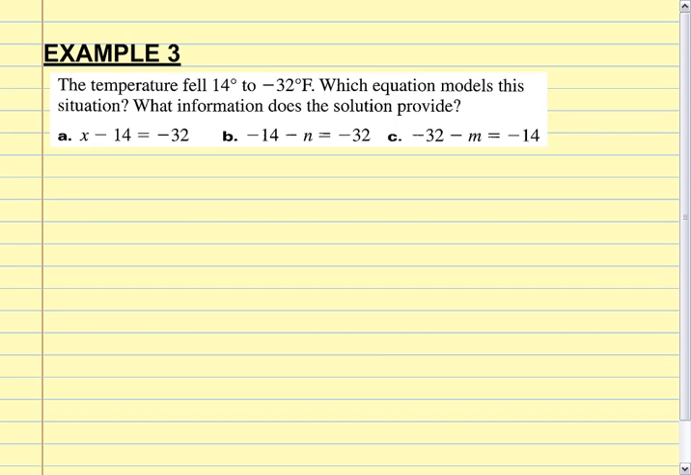Okay, folks, example number 3, Zachary, says this. The temperature fell 14 degrees to negative 32 degrees Fahrenheit. That's where it ended. Which equation models this situation? What information does the solution provide? Now, let me do something.